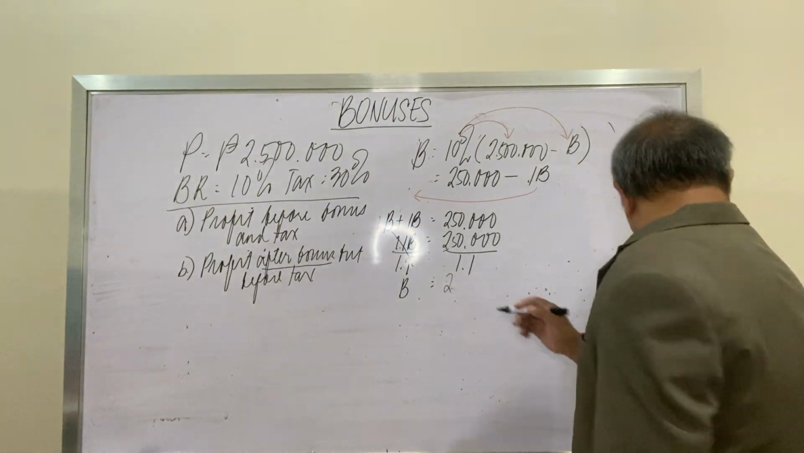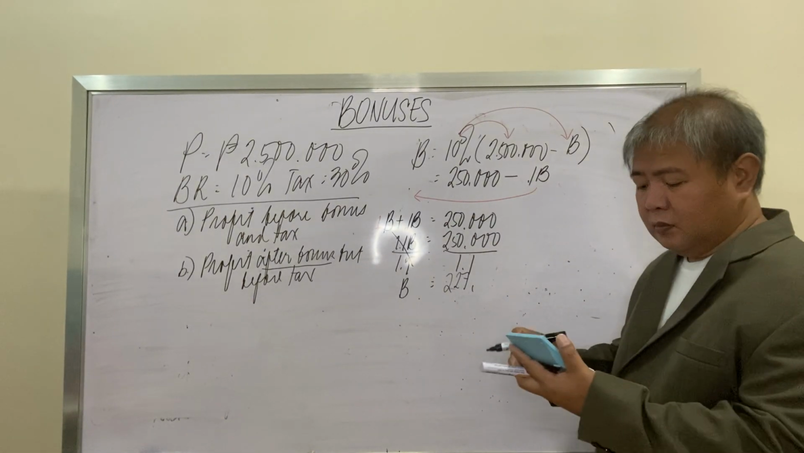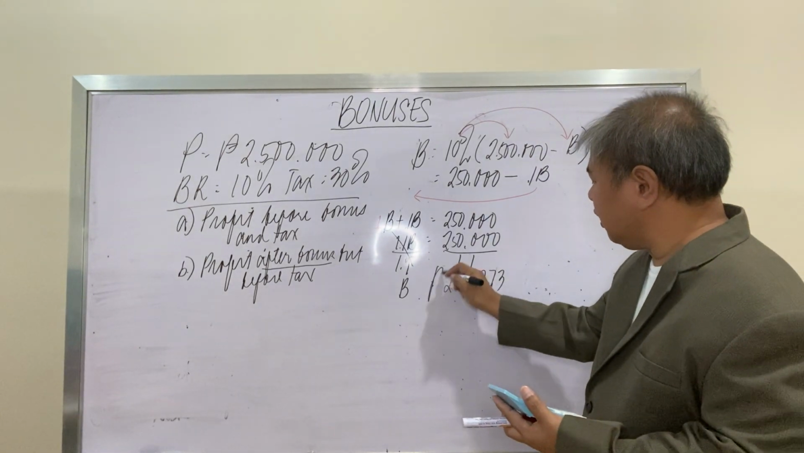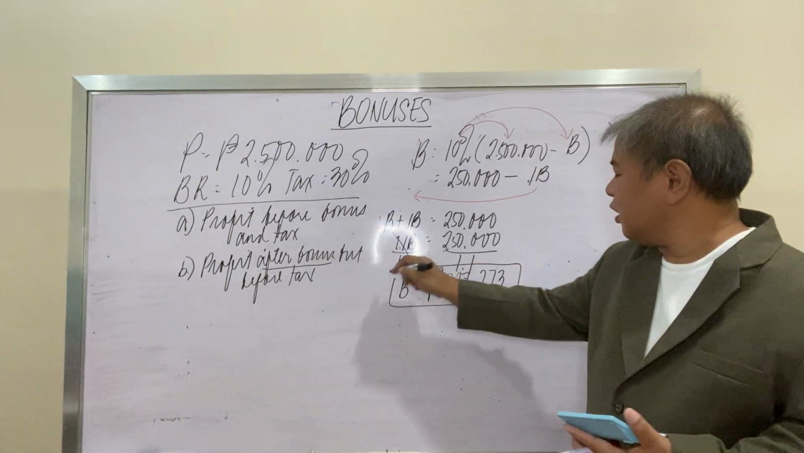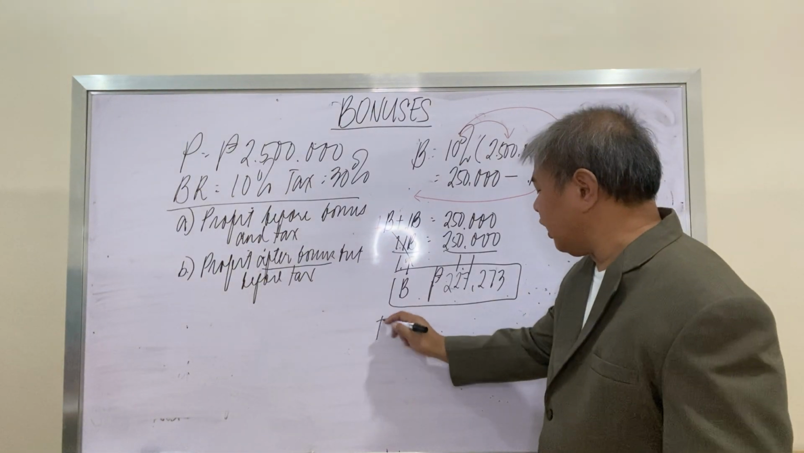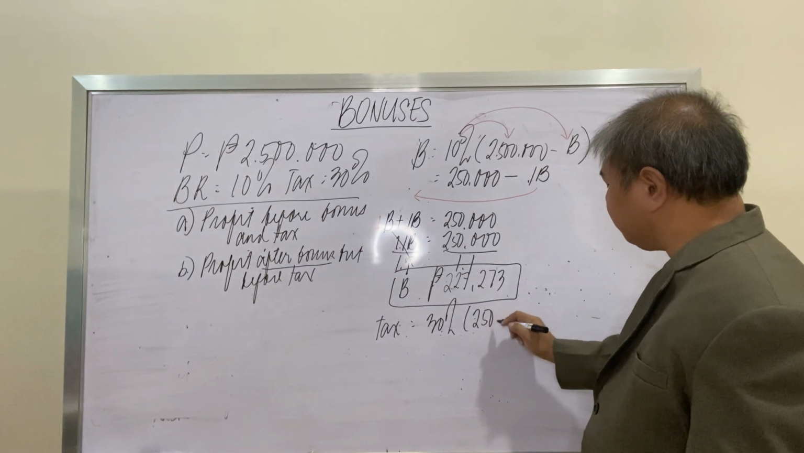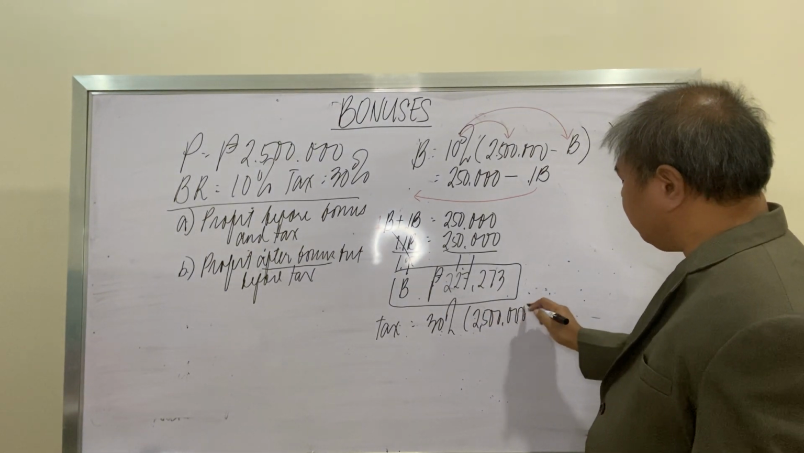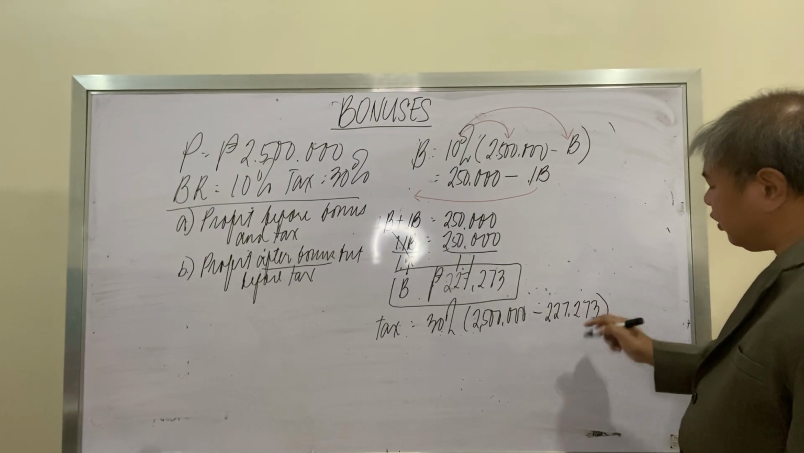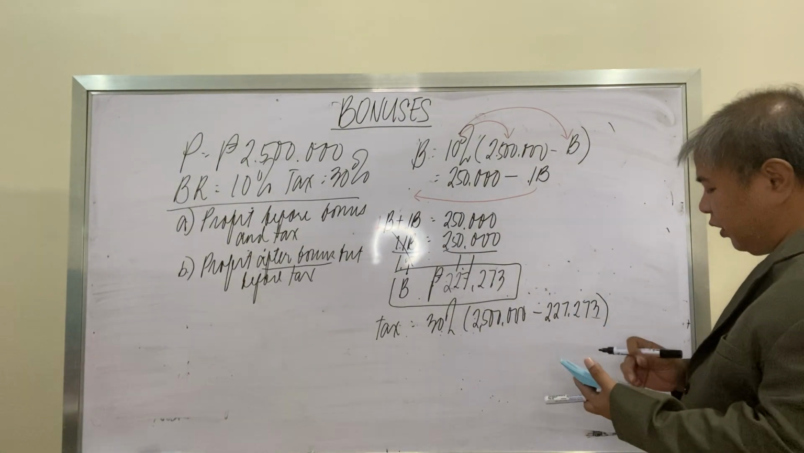That's 227,273. So this is now the amount of the bonus, 227,273. How about the tax? If you'd like to compute for the tax, that is 30% of the profit, 2.5 million, minus the bonus of 227,273. Why did we deduct the bonus here? Again, because it's a tax deductible item. So let us try to solve.